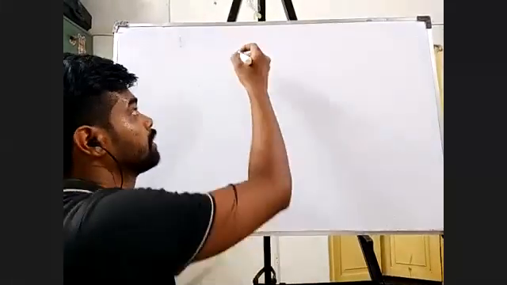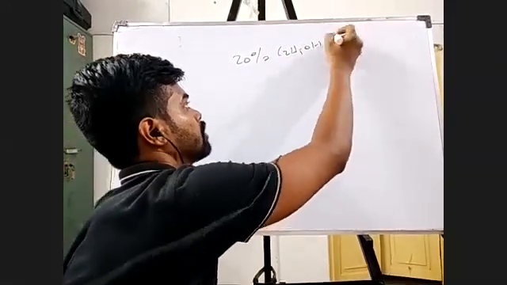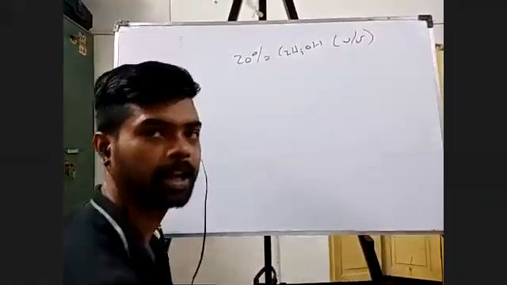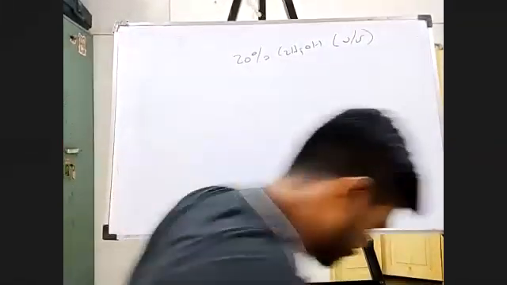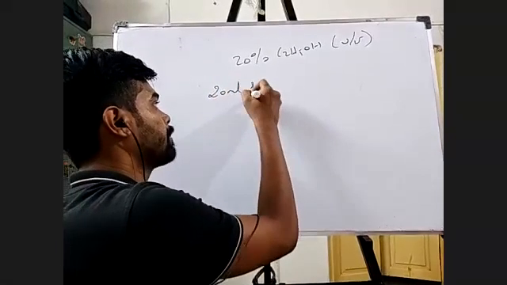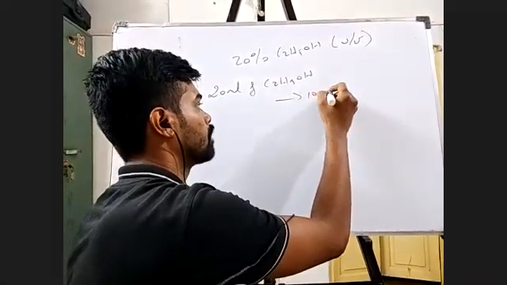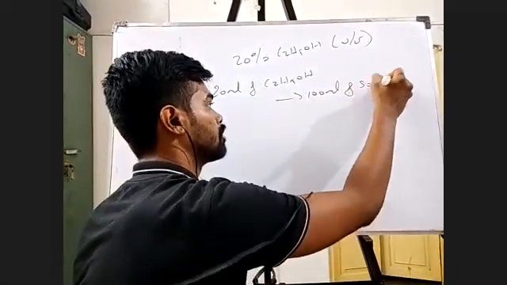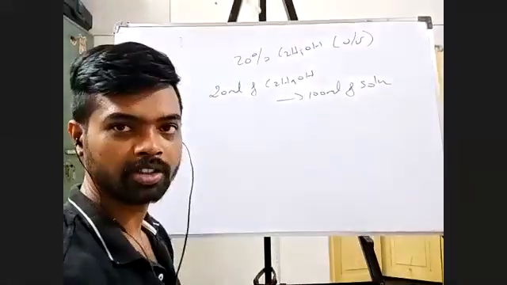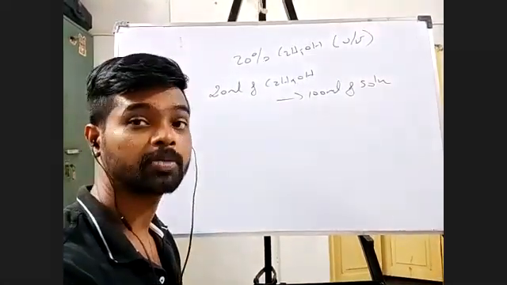So they have given 20% C2H5OH V by V. This is what they have given you. Isn't it? Right? Fine. So what does this mean? Can I say 20 ml of C2H5OH is present in total 100 ml of the solution? This is what this means. Correct? Okay. What they're asking you is mass percentage of ethanol.